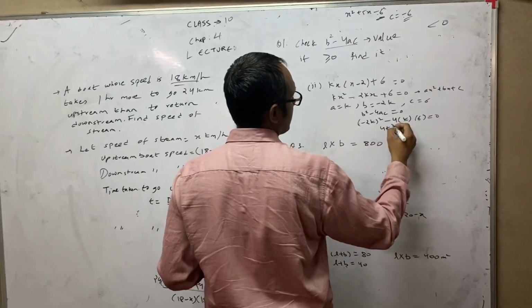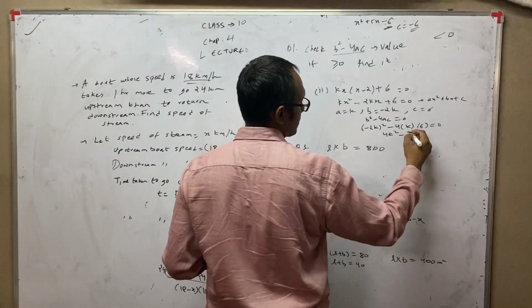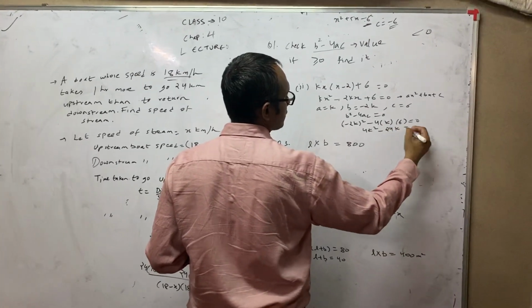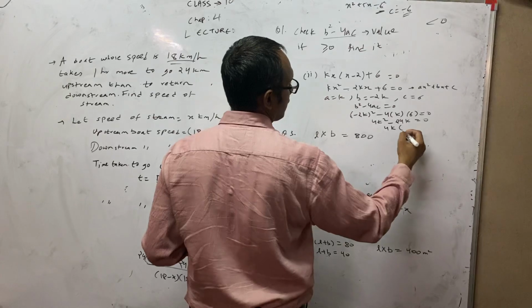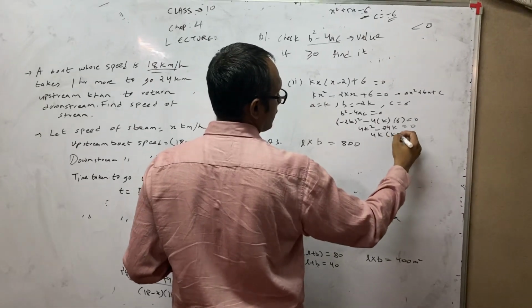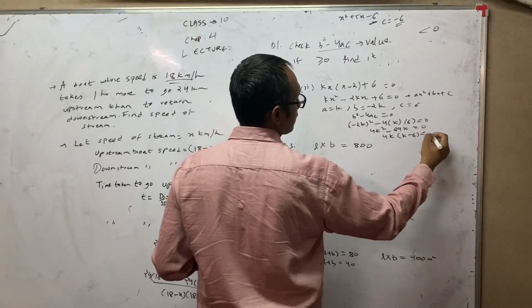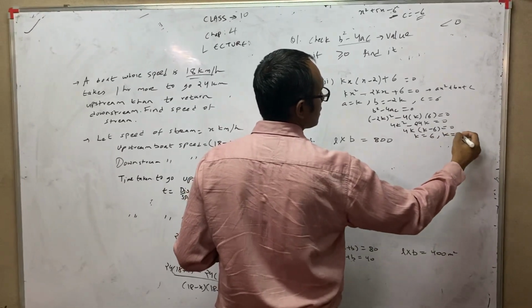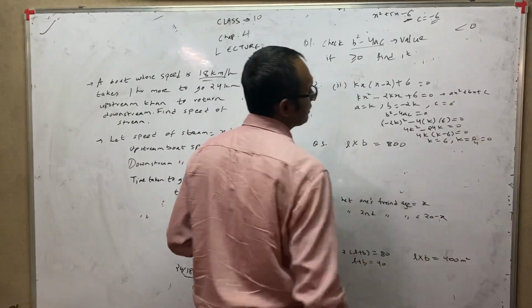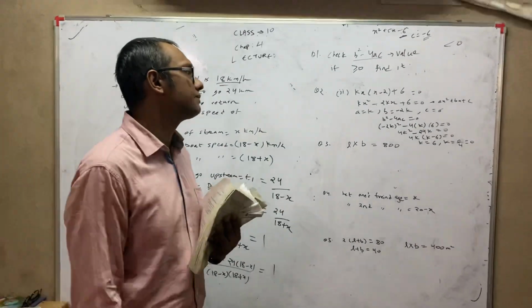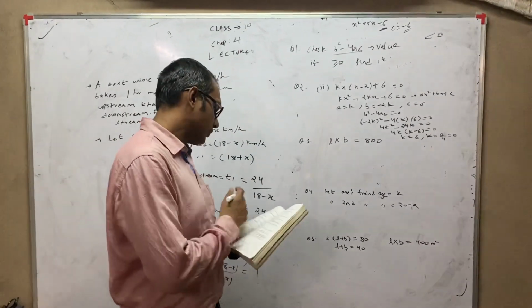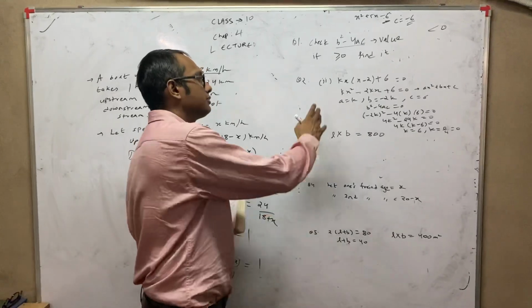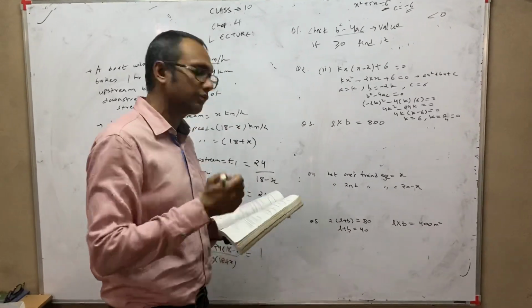So 4k square minus 24k equal to 0. 4k if I take common, k minus 6 equal to 0. So the two values which I get are k equal to 6 and k equal to 0 upon 4, which is 0. So that's how these sums will be done. Again, in the homework of course you will do this sum also, and the first one of course you have to do.